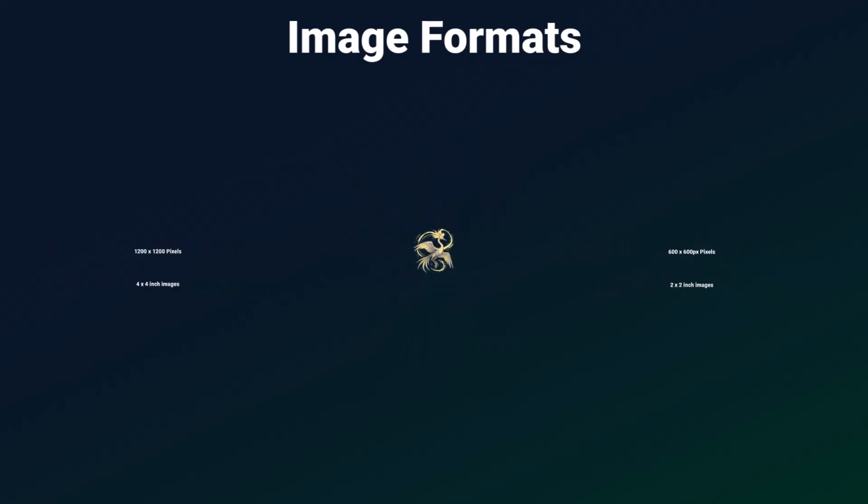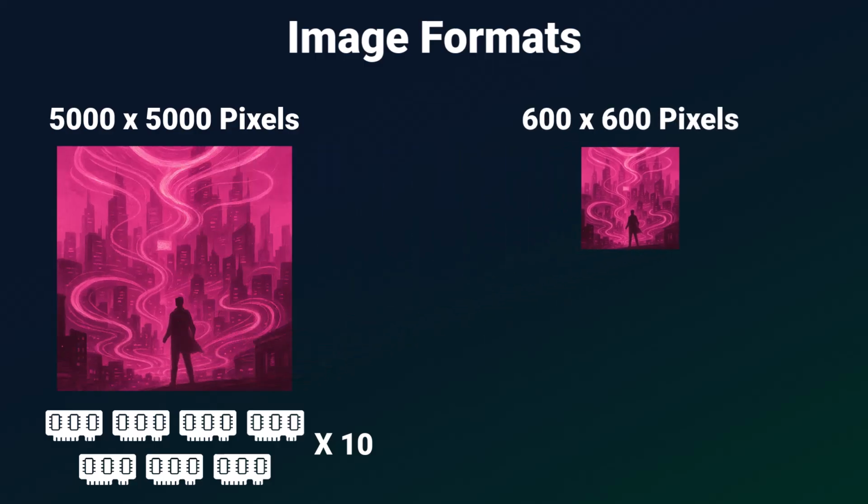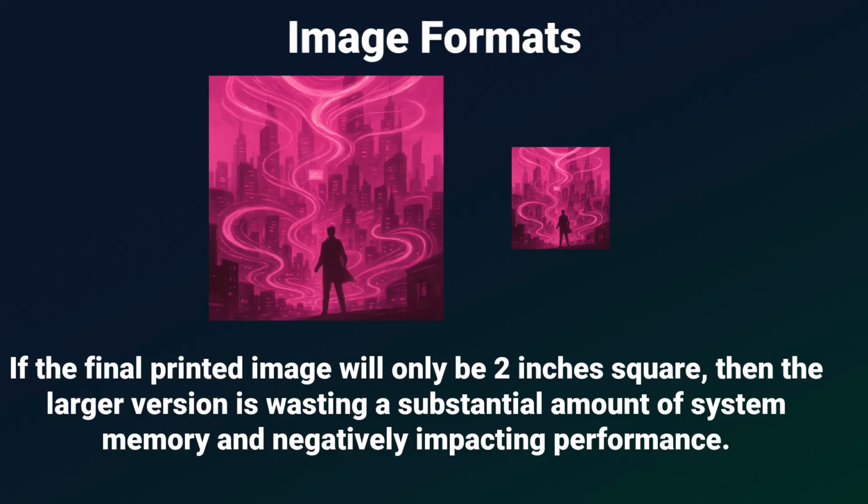While an illustration's original size may be as large as 5000 by 5000 pixels, an image of that size is going to take about 70 times more memory than the same image downscaled to 600 by 600 pixels. If the final printed image will only be 2 inches square, then the larger version is wasting a substantial amount of system memory and negatively impacting performance.